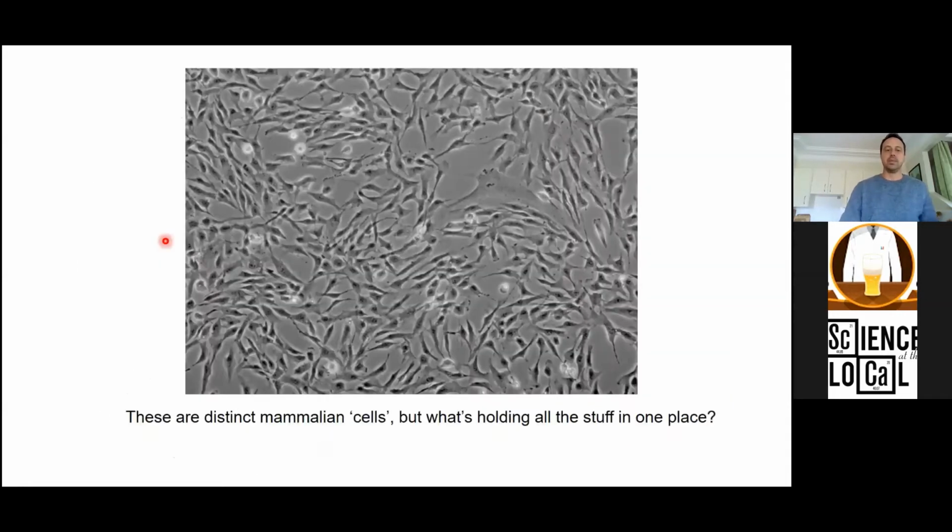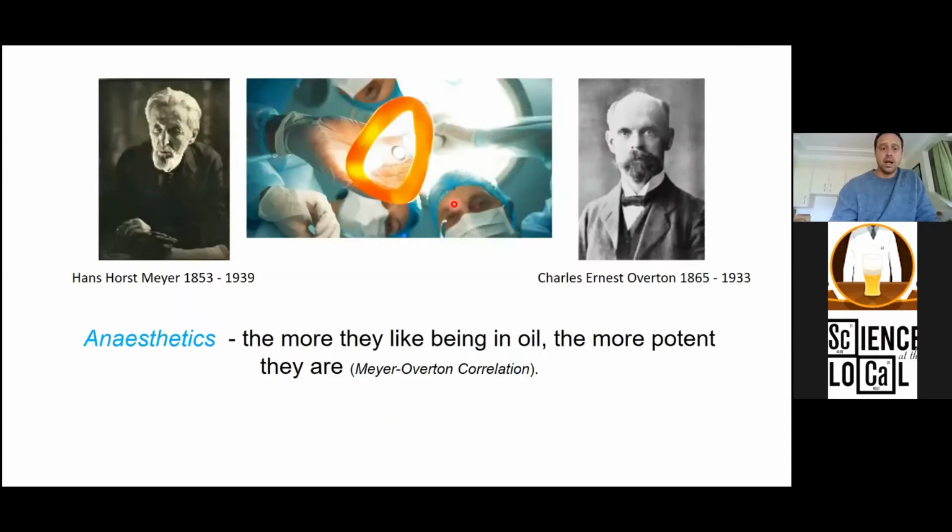But then if we look at mammalian cells, though we can't see there's a membrane, we can distinctly see down a light microscope that there are individual cells there. But what's holding all the stuff in? What is it that's holding all that stuff in one place? That was tricky, and that wasn't actually solved until the 20th century. And part of the discovery had to do with anesthetics.